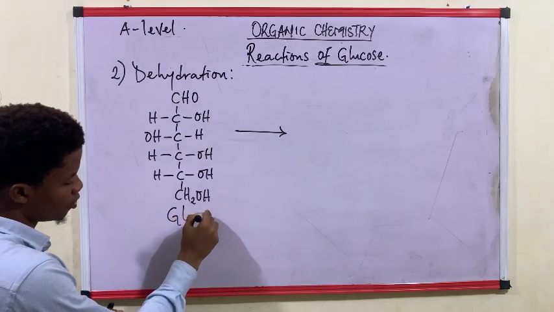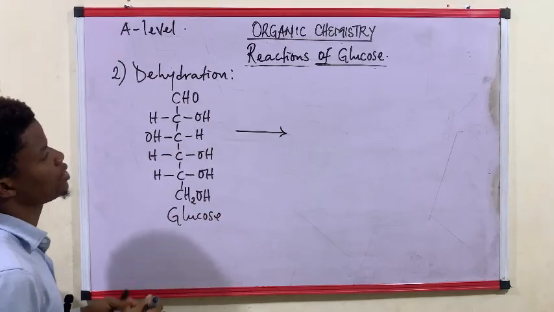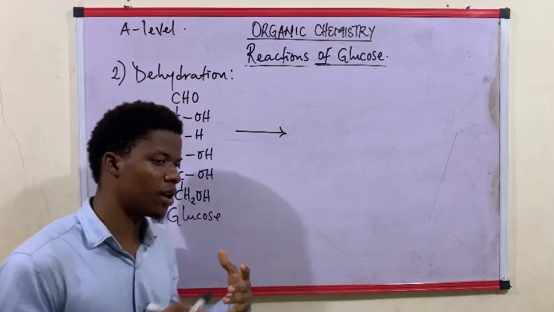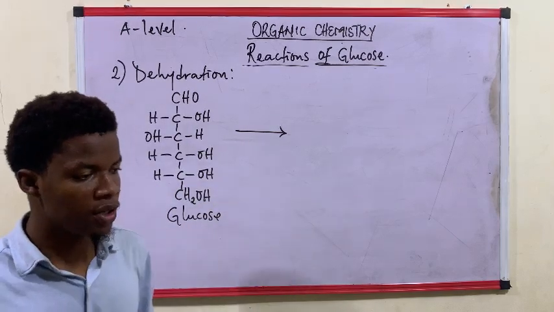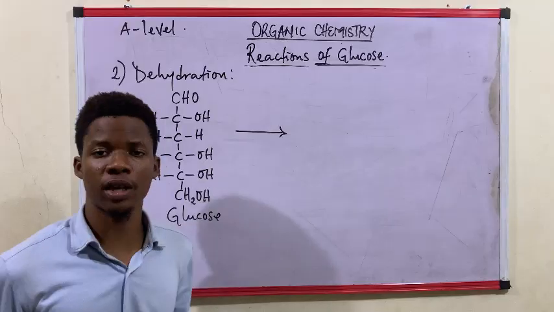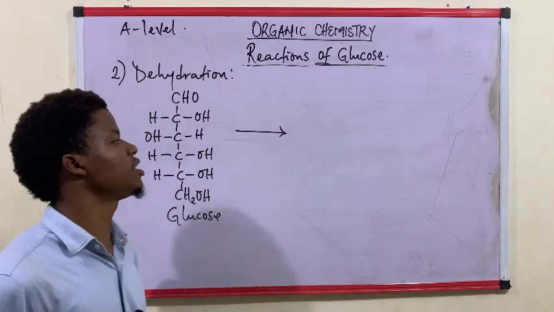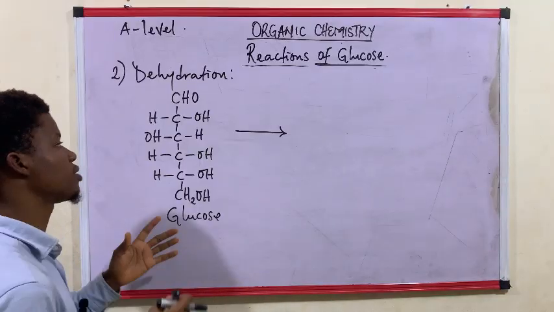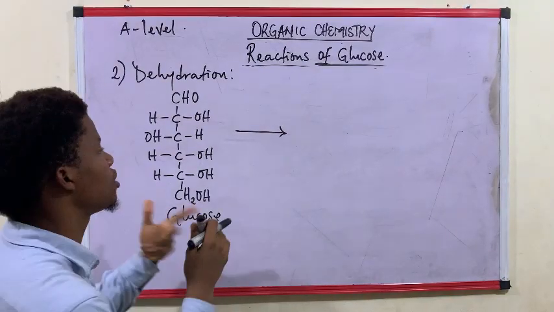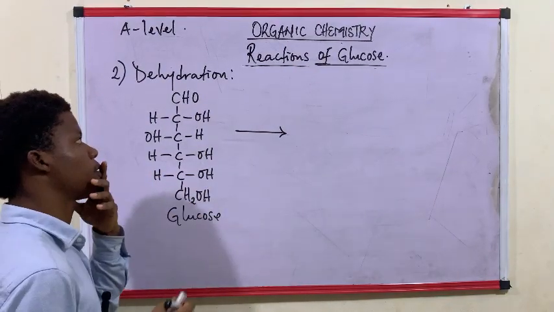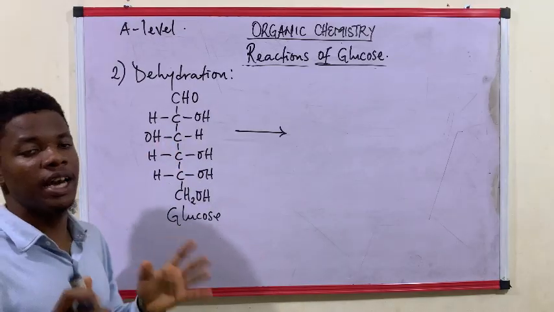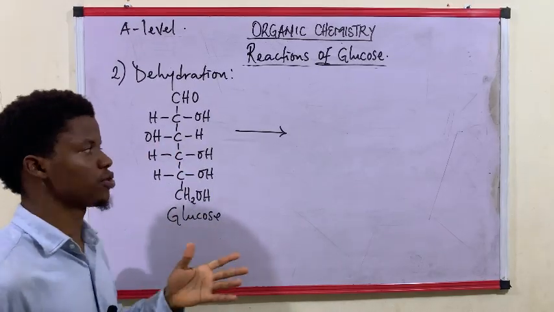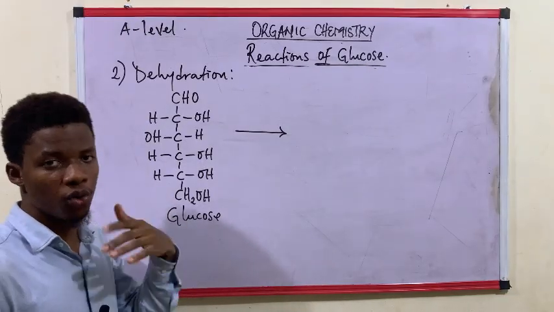Please don't forget this is glucose. Okay. So let's look at the dehydration of glucose. Now, what is dehydration? Dehydration is a reaction that involves the removal of the elements of water. It causes an alteration in the structure of the compound. All right, that's dehydration. So dehydration here is basically talking about removal of elements of water. So we are going to be removing hydrogen and OH.